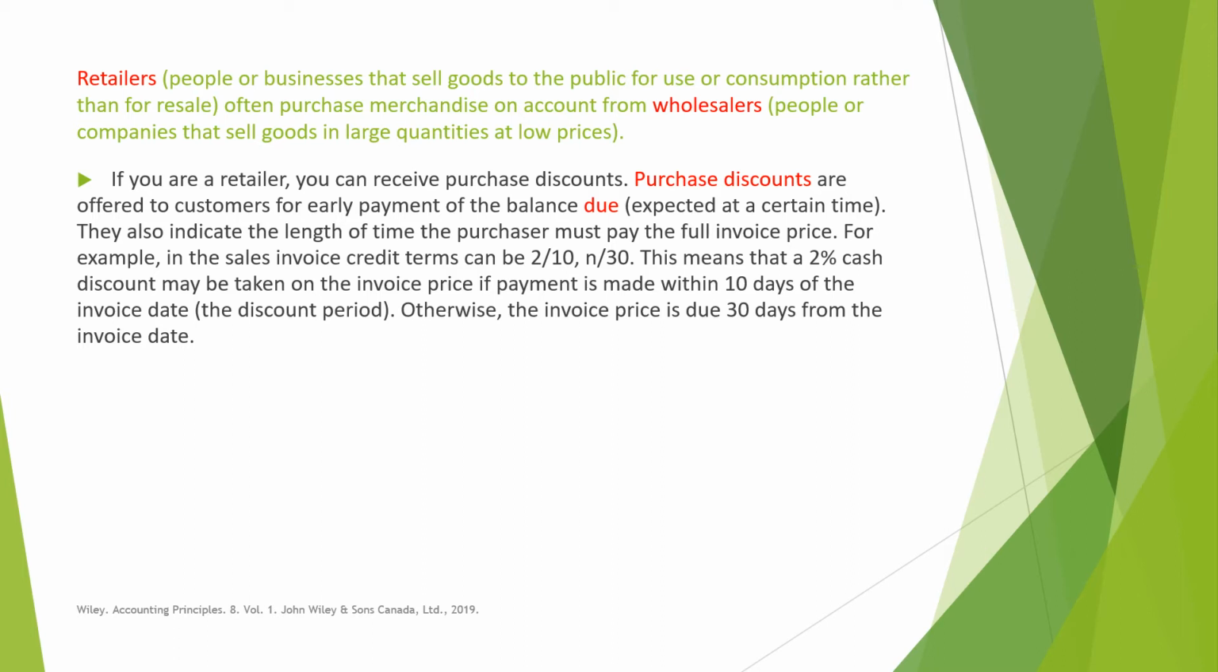Purchase discounts are offered to customers for early payment of the balance due. They also indicate the length of time the purchaser must pay the full invoice price. For example, in the sales invoice, credit terms can be 2/10 net 30. This means that a 2% cash discount may be taken on the invoice price if payment is made within 10 days of the invoice date, the discount period. Otherwise, the invoice price is due 30 days from the invoice date. Due, expected at a certain time.